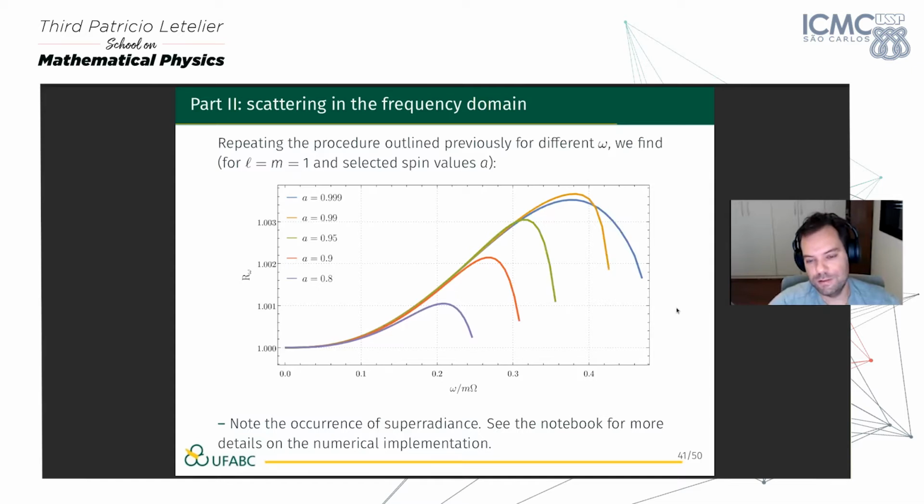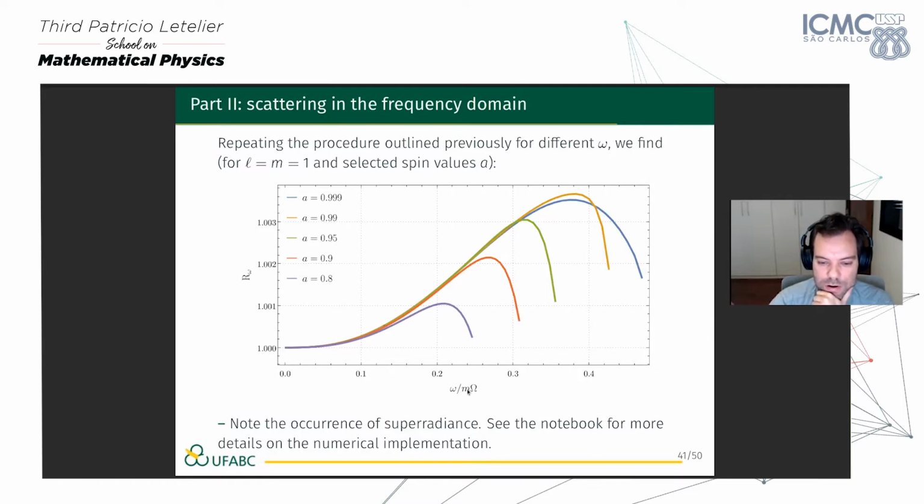And here we have the result of this implemented in Mathematica. I'm going to show you the implementation in a second. Let me just explain the plot a little bit. We have here on the horizontal axis the frequency, omega, divided by this quantity here, m capital Omega.